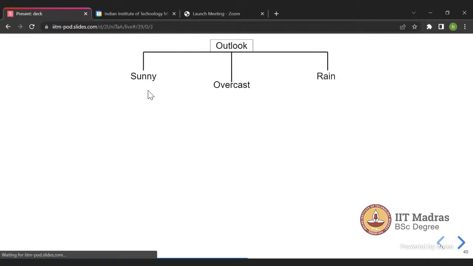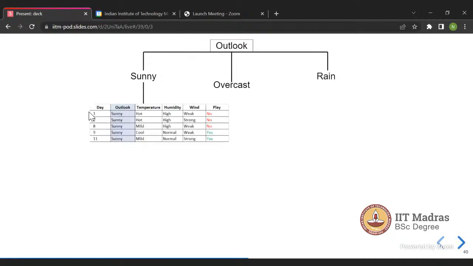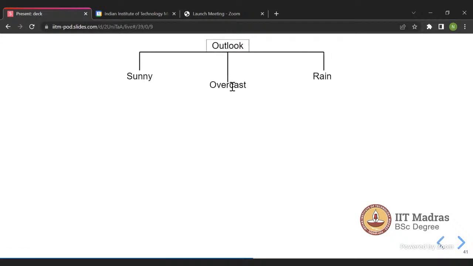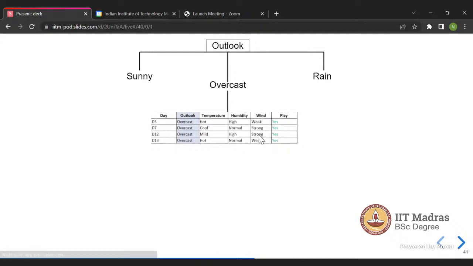If it is sunny, then this node will have these 5 examples. Again, we can split this node in a similar manner, right? If it is overcast, then these examples will belong here. And look, it is a pure node because all the examples belong to the same class. So we need not split it further.